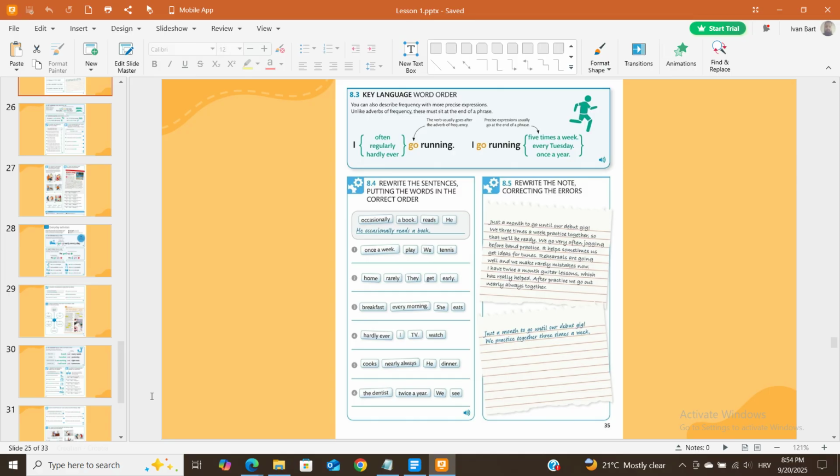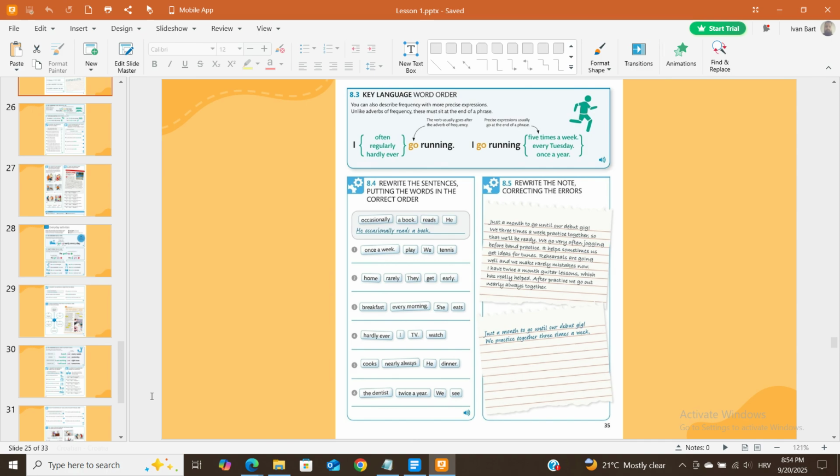8.7 Further examples: word order with be. The weather is usually nice here. I'm always tired in the morning. He's often late for meetings. You're hardly ever sick.